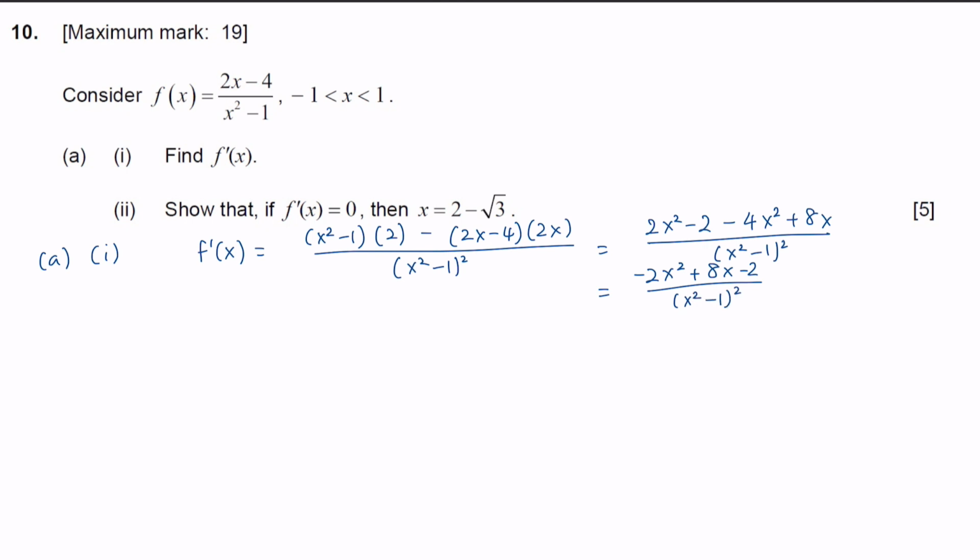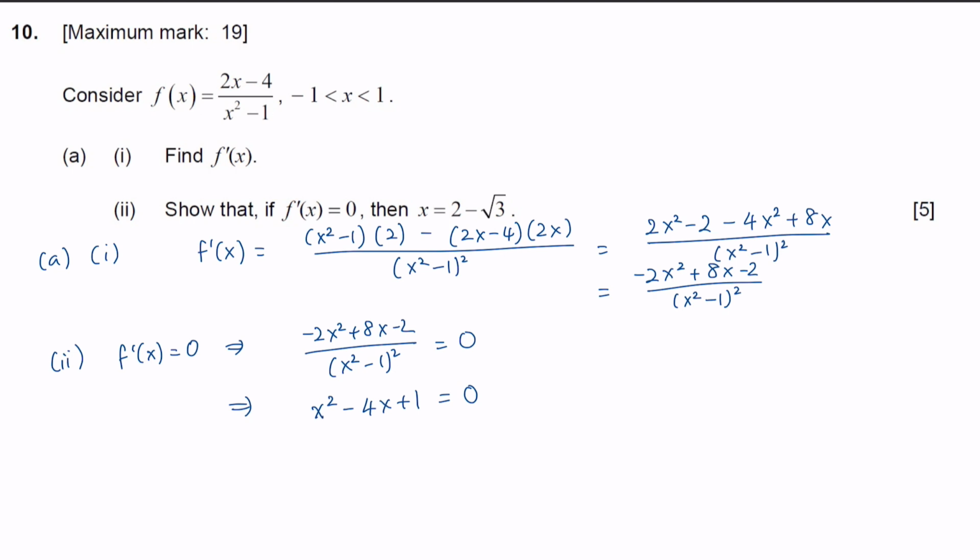Right, part 2. Show that if f prime x equals 0, then something is true. So f prime x equals 0 means that this fraction, minus 2x squared plus 8x minus 2 over x squared minus 1 squared, is equal to 0. Now, it is the numerator that will be 0, because the denominator doesn't contribute anything to making it 0. So therefore, I can say that x squared minus 4x plus 1 is equal to 0.